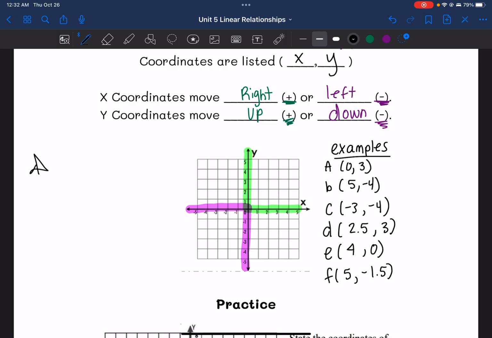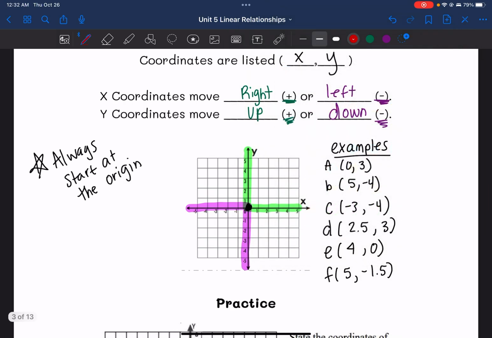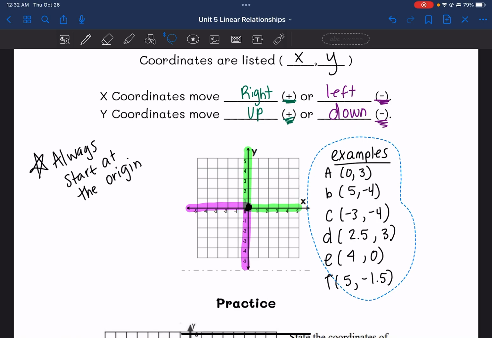I want you to remember that you always start at the origin. Okay. Don't start in one quadrant. You have to start in the origin. The origin is going to be right here, okay? So I'm going to do this in a different color so that you can see. Let's do this in red. We're looking at 0, 3. So remember, let me rewrite this a little bit down so that I can do what I'm going to do here.